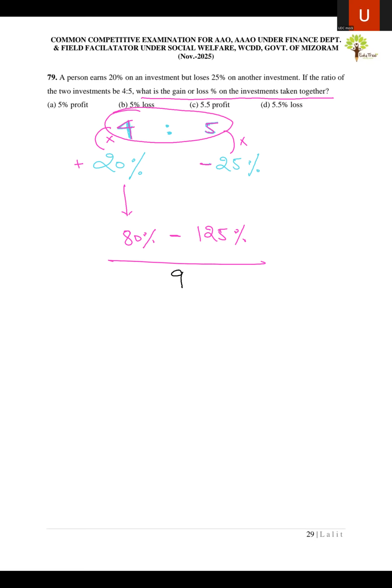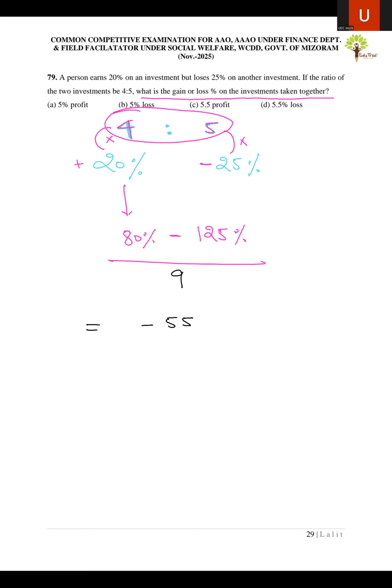Gain or loss percent. Such kind of questions, multiply them. 4 multiply 20, 5 multiply 25. How much do you get? 4 multiply 20 is 80%. Plus 80%. All right. 5 multiply 25 is 125%. Minus sign is there, so minus 125%. Total investment is how much? 4 plus 5 is how much? 9.